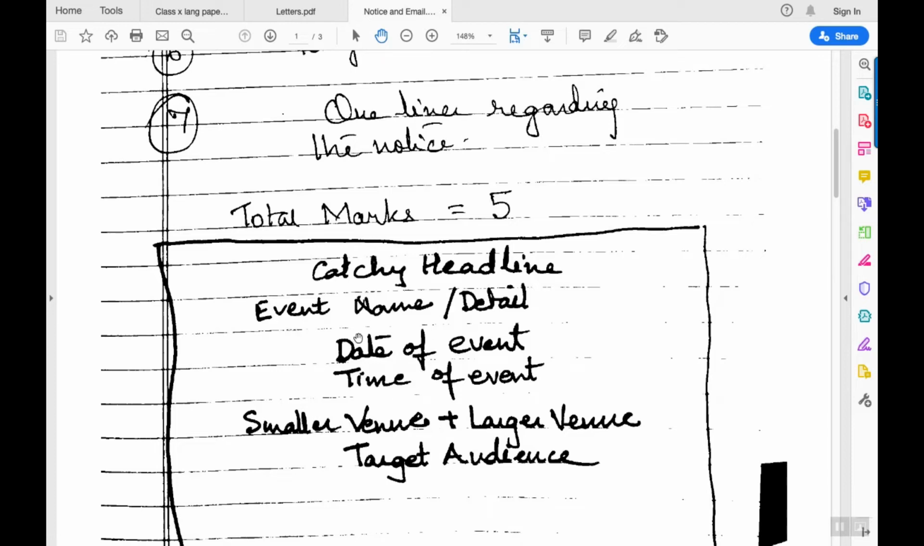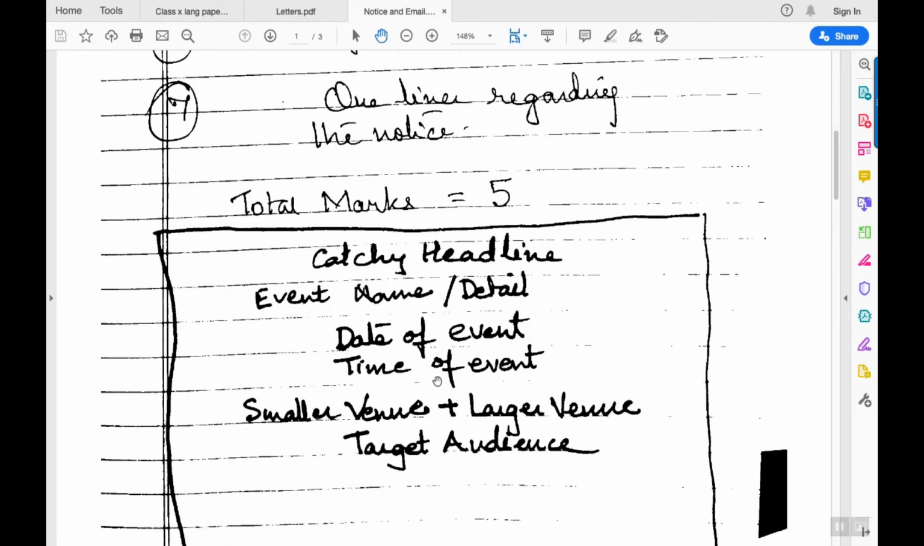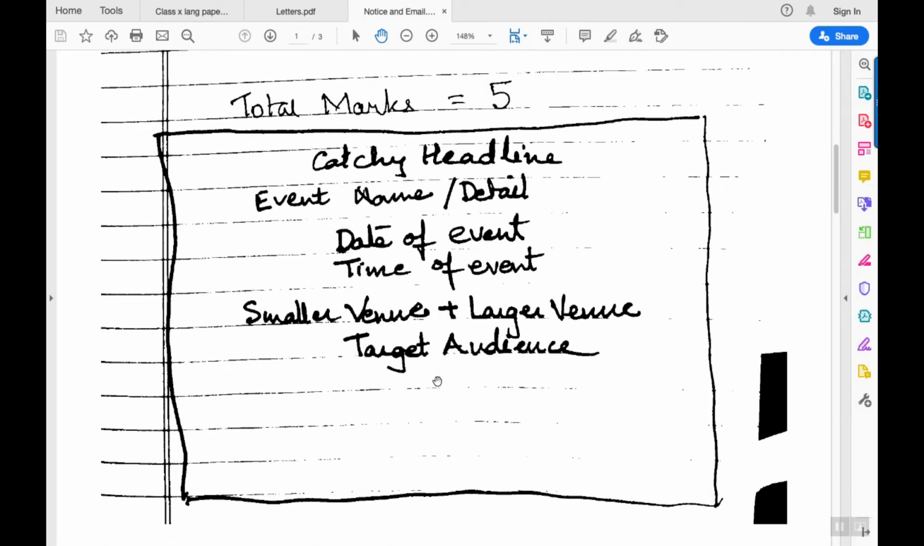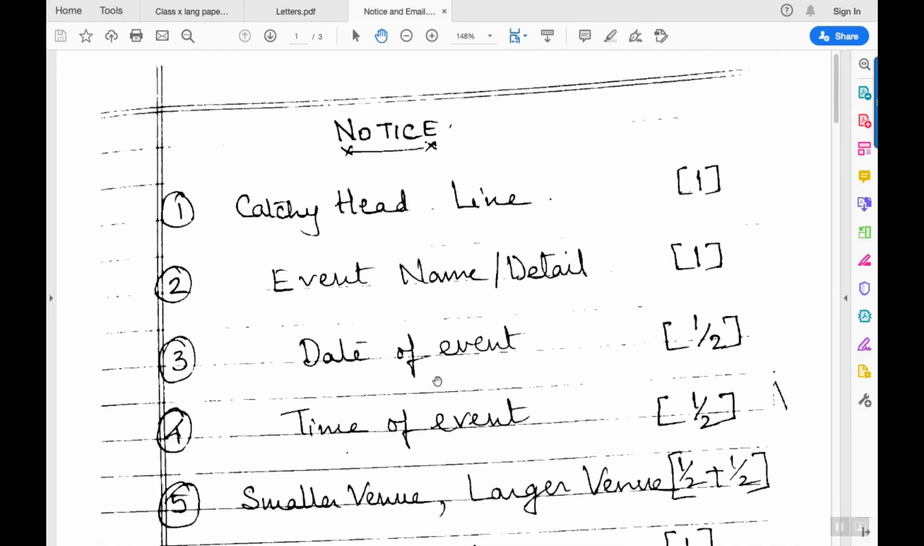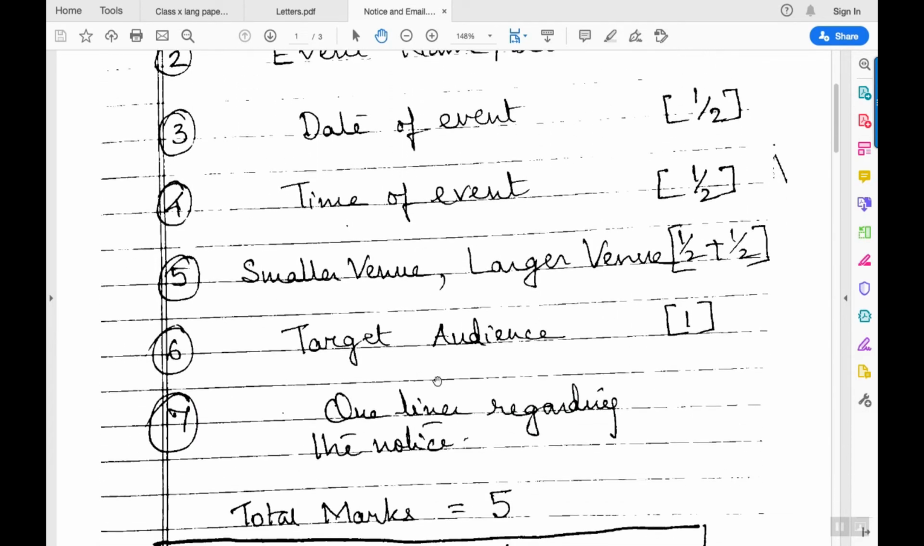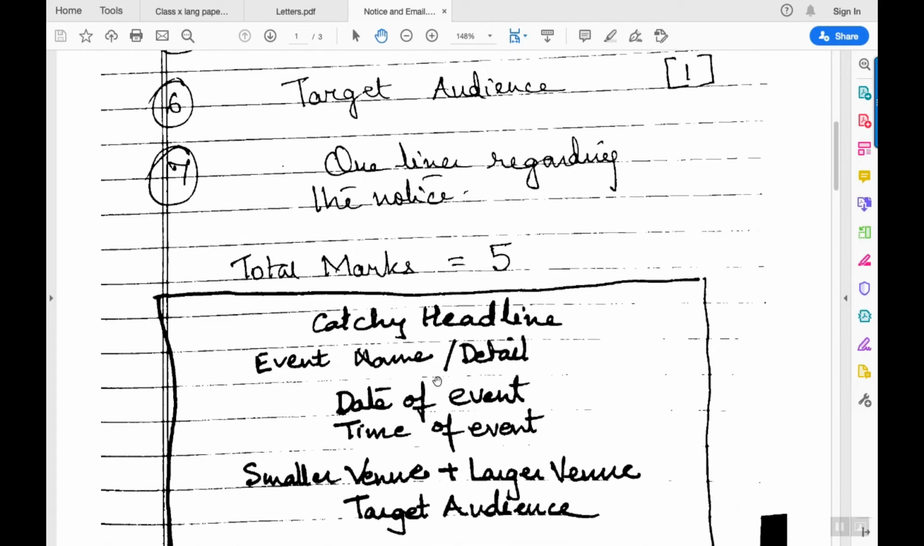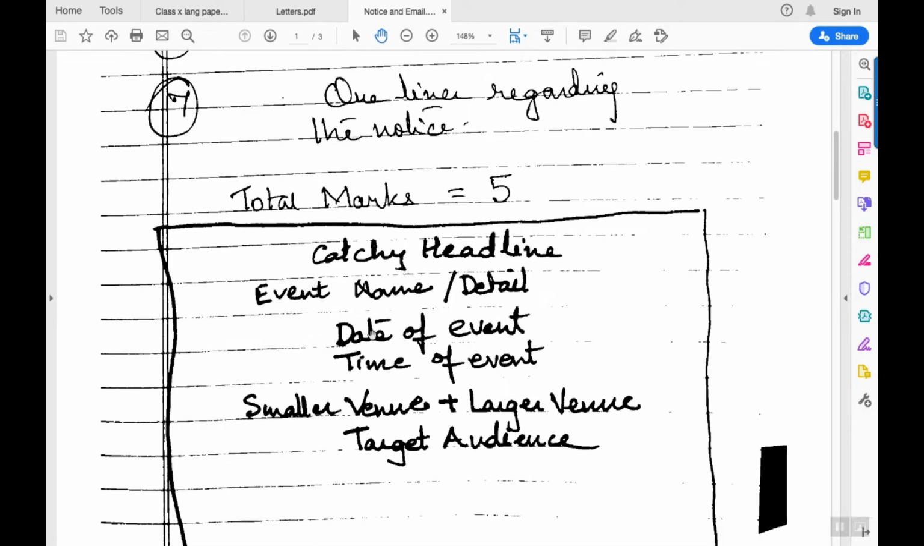Please note, this was done by many of you. That means your concept of writing a notice is not clear. Kindly go through the entire thing again and go back to your class 9 notebooks and read, see the format and do accordingly. Otherwise, where you can get 5 out of 5, you will get 2.5, 3. As such, scoring marks in language is not that easy as compared to literature. Coming to the next question.